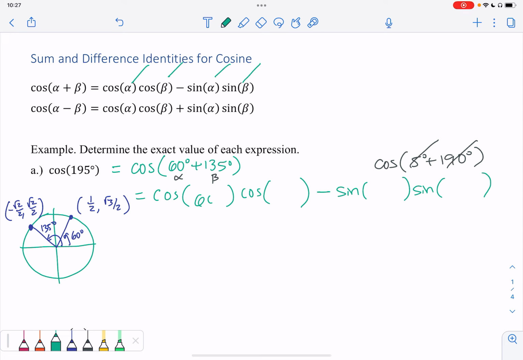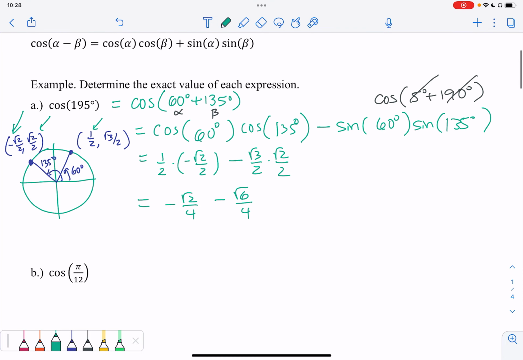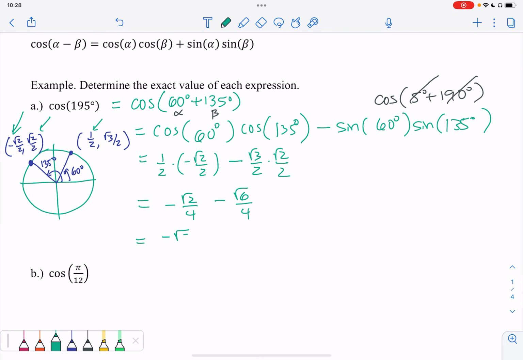Okay, so now I'm going to have cosine of 60 degrees. So I'm going to replace that with its value, which is the x-coordinate at 60 degrees, which is 1/2. Cosine of 135 degrees, now I'm over here. That's the x-coordinate, negative root 2 over 2, minus sine of 60 degrees, root 3 over 2, sine of 135 degrees, root 2 over 2. Okay, I want to simplify, just multiplying everything out. I get negative root 2 over 4 minus root 6 over 4. And so I can write that as negative root 2 minus root 6, all over 4. That is the exact value of cosine of 195 degrees.